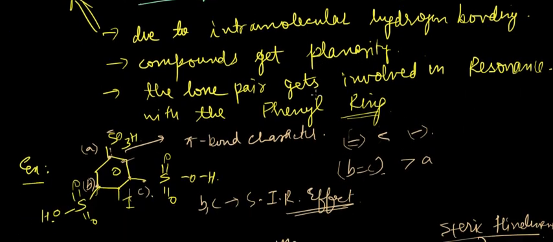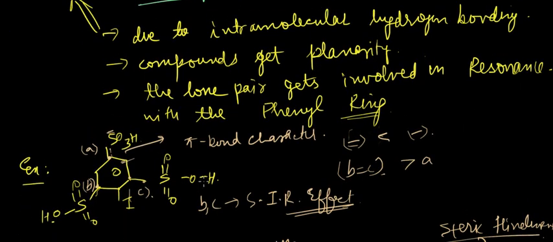Okay, so let us take one more example of the SIR effect, wherein we need to compare the bond lengths of A, B and C bonds. So C bond is between sulfur and this carbon atom, A bond is between sulfur and this carbon atom, and B bond is between sulfur and this carbon atom. So what would be the order of bond lengths of the following bonds?